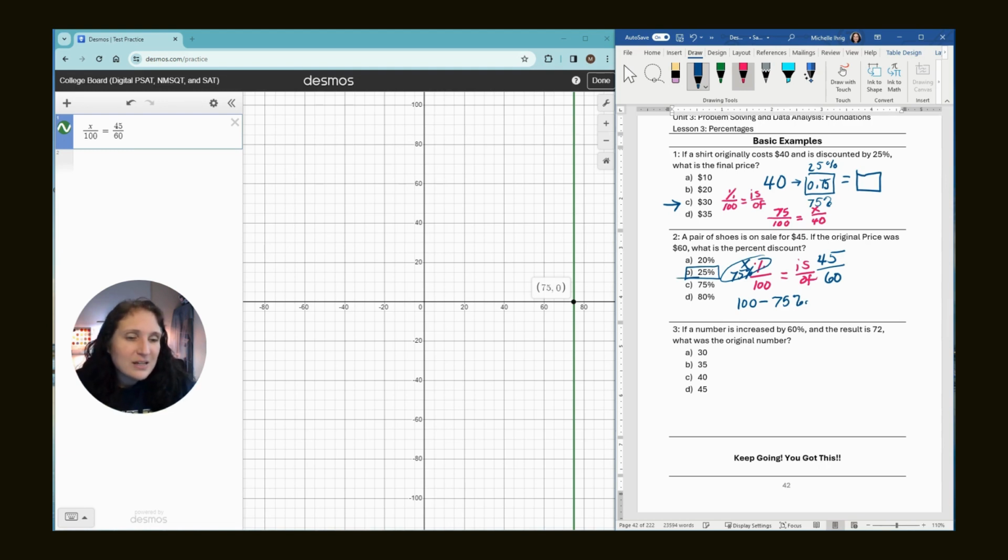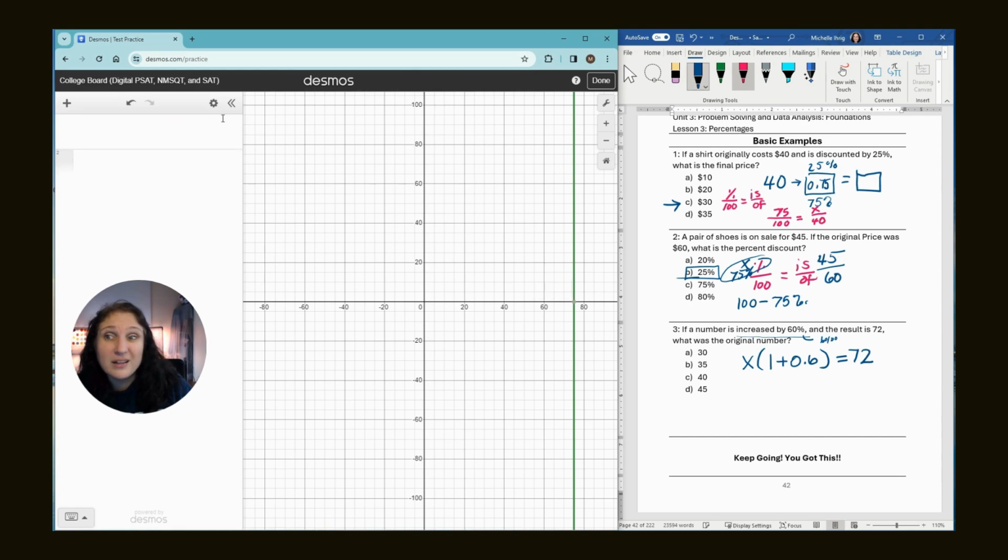If a number is increased by 60%, the result is 72. What is the original number? So this is where it gets a little bit harder. Because it says increased, we have to think that we have the original number, which is 1, plus our increase, which is 0.6. Because we're converting 60%, we're basically dividing that by 100. We don't know what our original number is, but we know our answer is 72. And you can type it in just that ugly and it knows what to do.